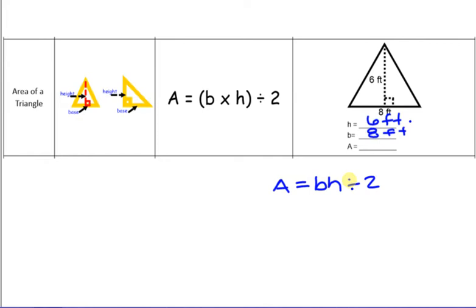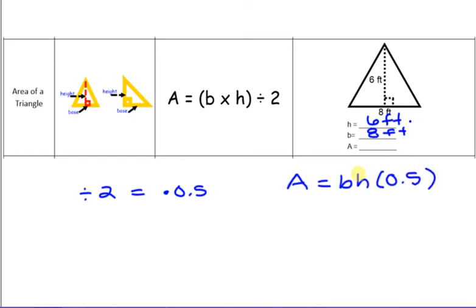Now, I'm going to show you a little trick, especially because it'll make it easier when you go to put it in the calculator. Divided by 2 is the exact same thing as times 0.5. I always think it's easier to multiply than it is to divide, especially if all of this is already being multiplied. So the way that I actually write the formula is area equals base times height times 0.5. I think it's easier.